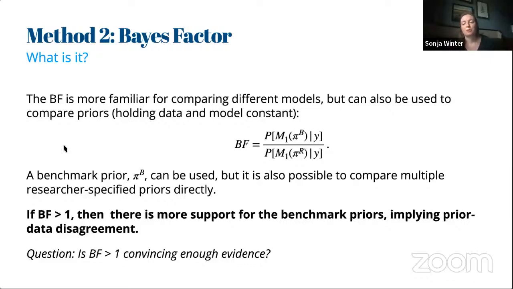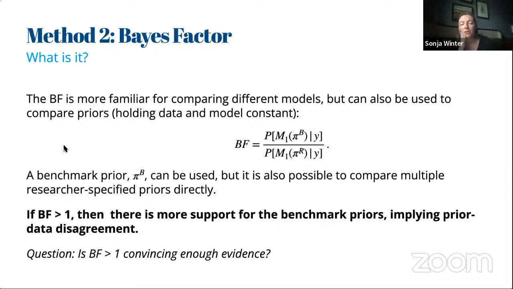So something that's important to note here is the DAC looks at each parameter individually. So you look at one prior and one reference posterior. However, the Bayes factor looks at the model as a whole. So you have a full prior specification that needs to be the benchmark or uninformative, and then a full prior specification that represents the researcher-based priors.